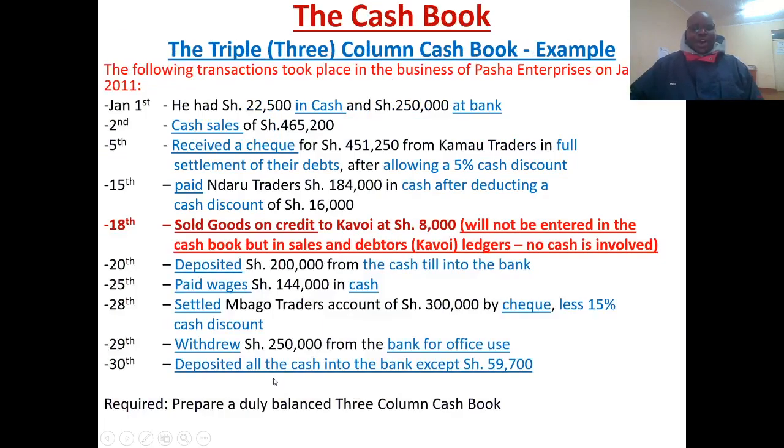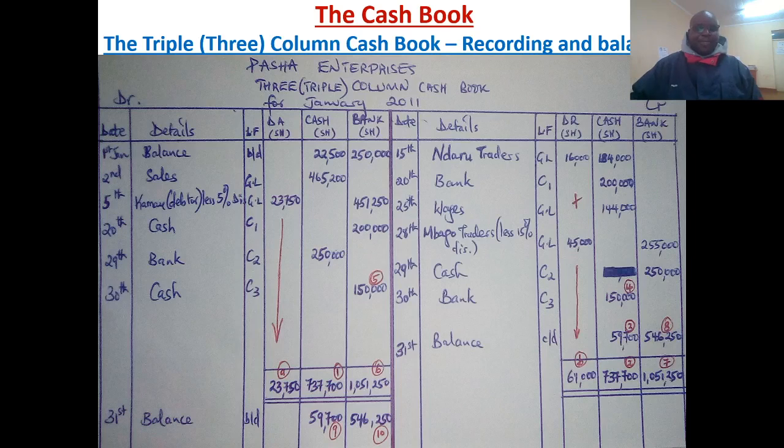They deposited all the cash in the bank except 59,700. So we are told that 59,700 remains as the balance of cash in the cash box or cash account. The rest is deposited in the bank. So here we have a number of steps to take.